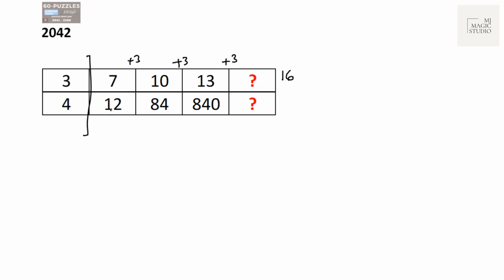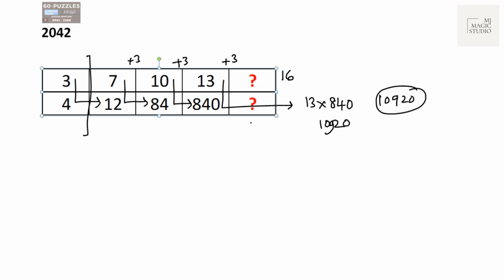Okay. And then how this 12 is coming? 3 into 4 is 12. 7 into 12 is 84. 10 into 84 is 840. That means this number should be 13 into 840. 840 into 13 is 10920. So this should be 10920. Answer is 16, 10920.